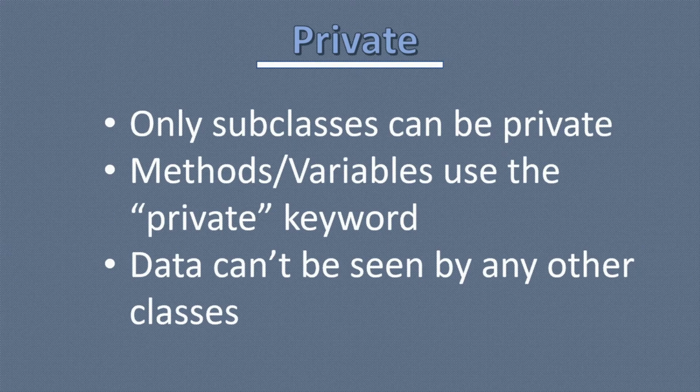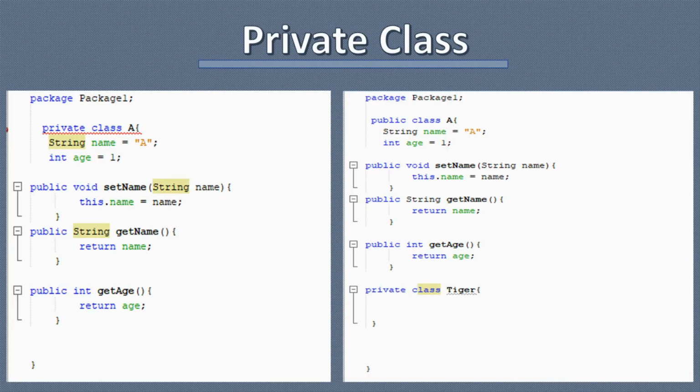Alright, for the private keyword, only subclasses, variables, and methods can use it. And private also means that data can't be accessed by any other classes or packages. So for example, on the left, in your first package, you try to create a private class A. Java will give you an error because your main class can't be private. But on our right, when we change it back to public, it can be accessed by other packages.